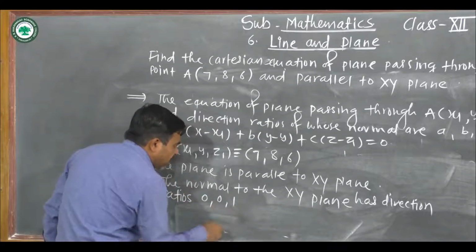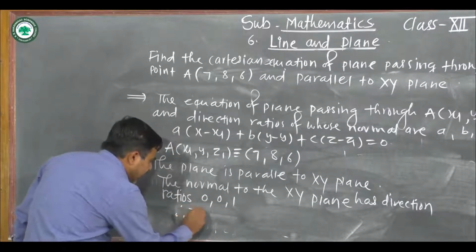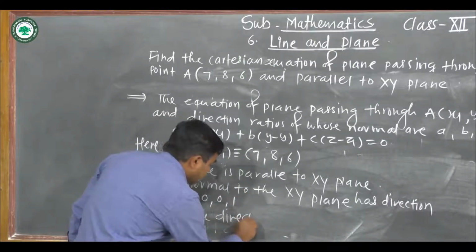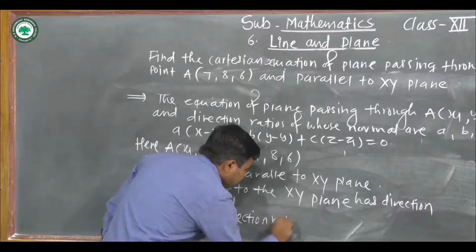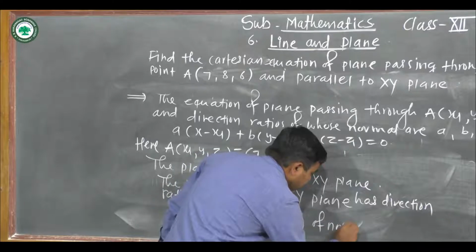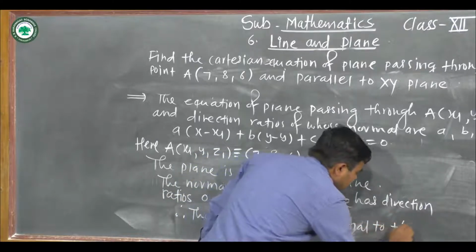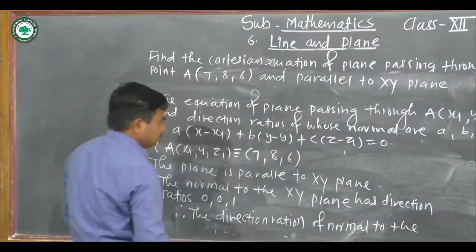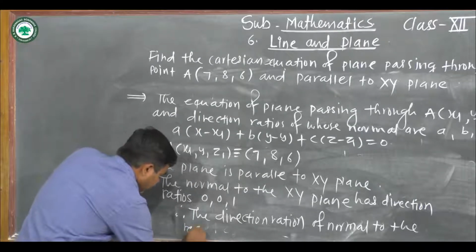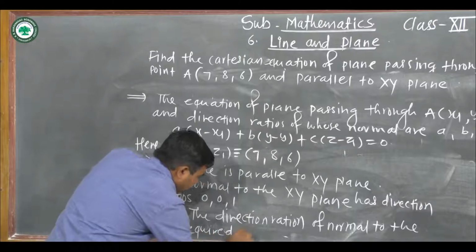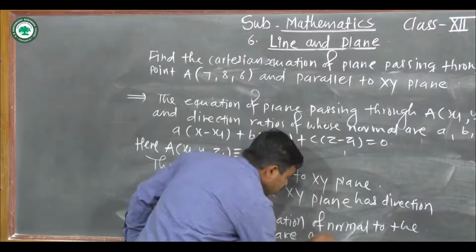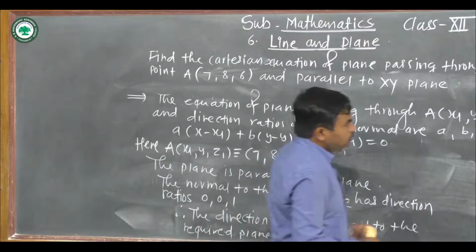0, 0, 1. So therefore the direction ratios of normal to the required plane are 0, 0, 1.